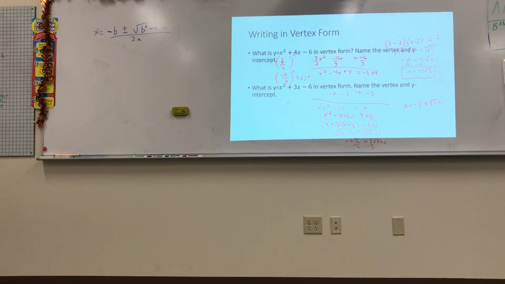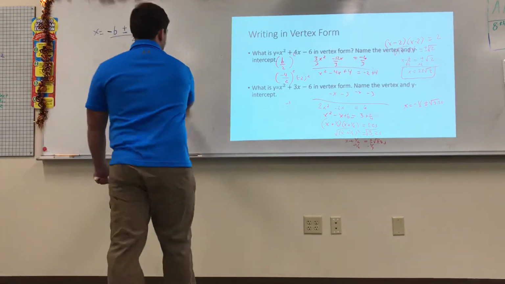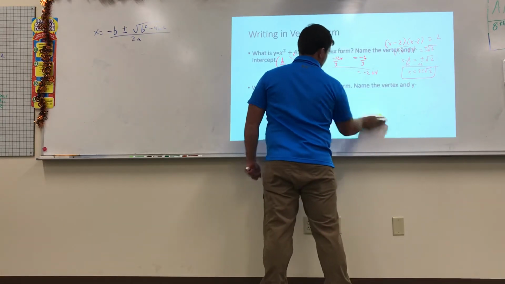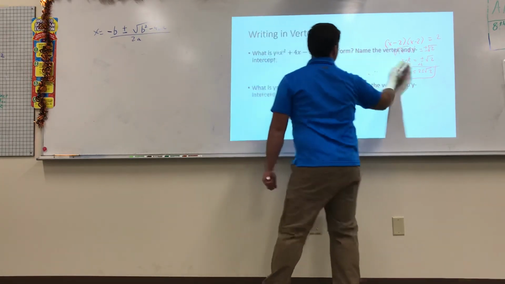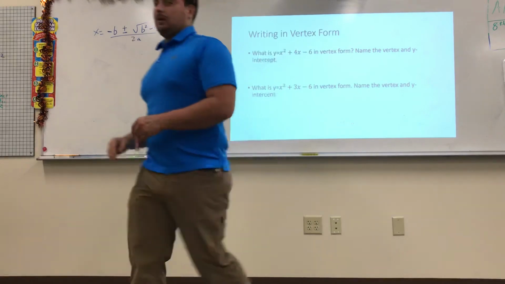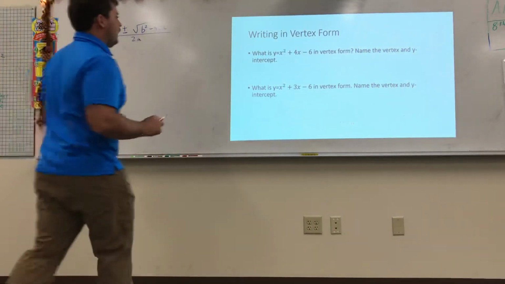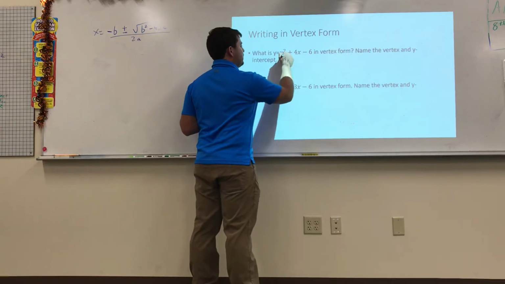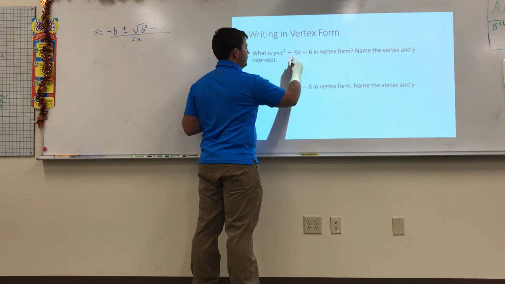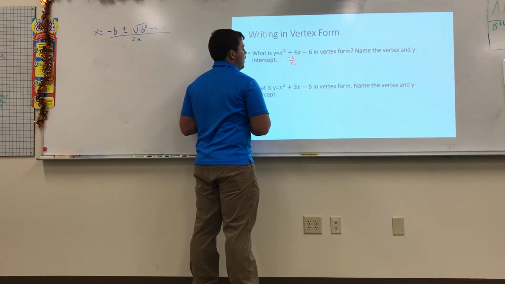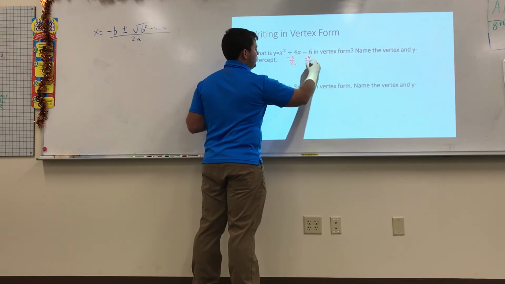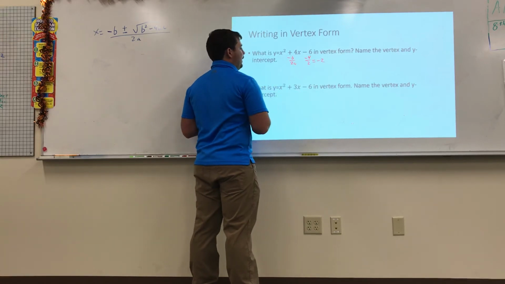Writing in vertex form. Name the vertex and the y-intercept. We have done this time after time again. Back up in this section. Alright, vertex. Okay, we have to find the vertex, which is negative b over 2a. Alright, negative b is negative 4 over 2a, which would be 2, which is negative 2. So there's my x.